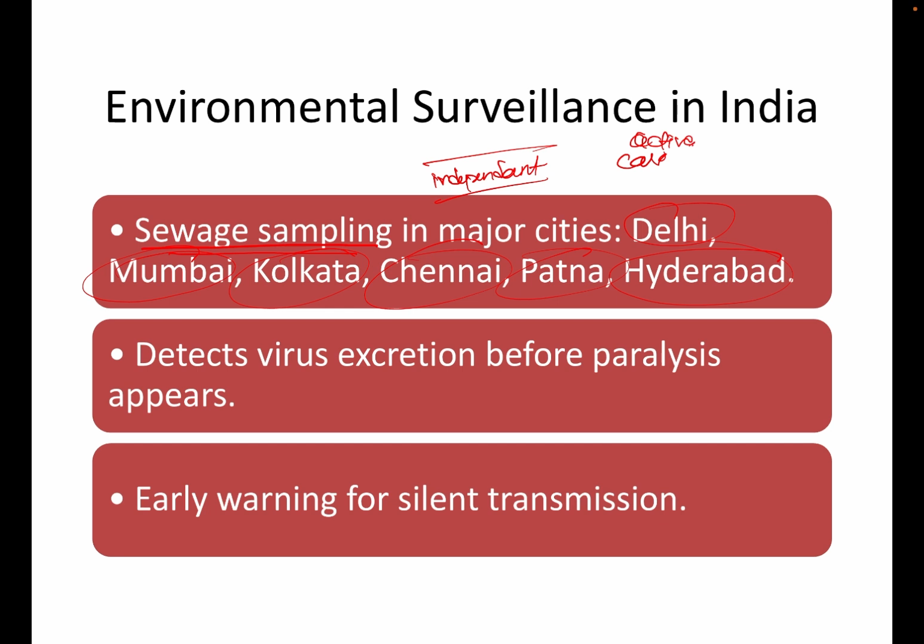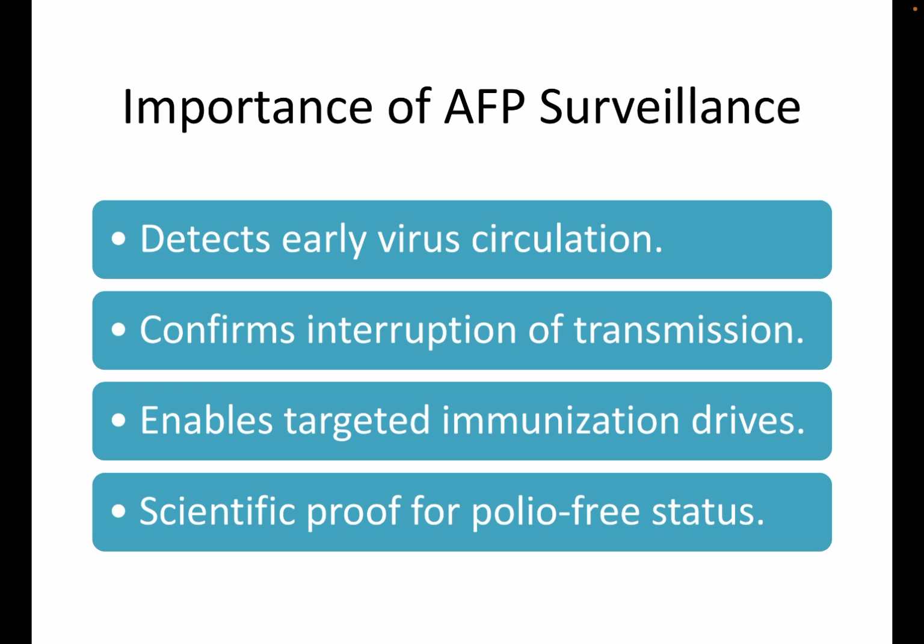Now, why does AFP surveillance hold such importance? It is useful in detecting early virus circulation, confirms interruption of transmission, and enables targeted immunization drives. And also, it is useful for giving certificates to countries by WHO. So this is such a useful surveillance system.